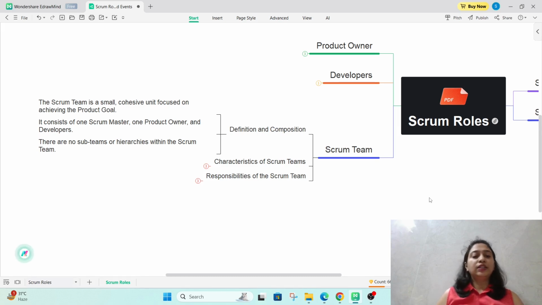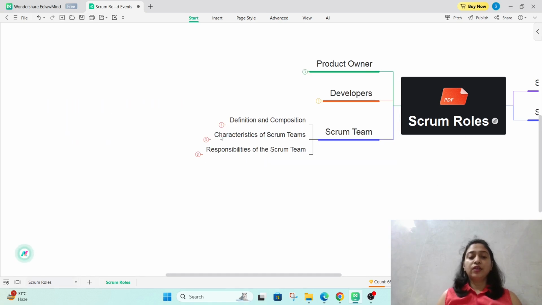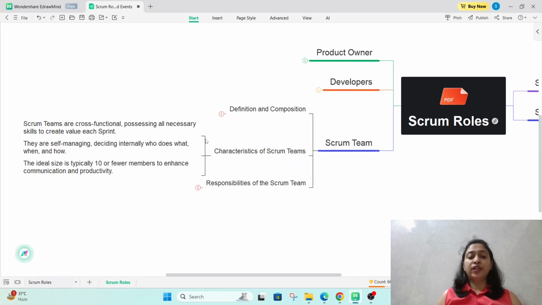Okay, so the definition and composition of the Scrum team: the Scrum team is a small, cohesive unit focused on achieving a product goal. It consists of one Scrum Master, one product owner, and developers. There are no sub teams or hierarchies within the Scrum team. Then what are the characteristics of Scrum teams?